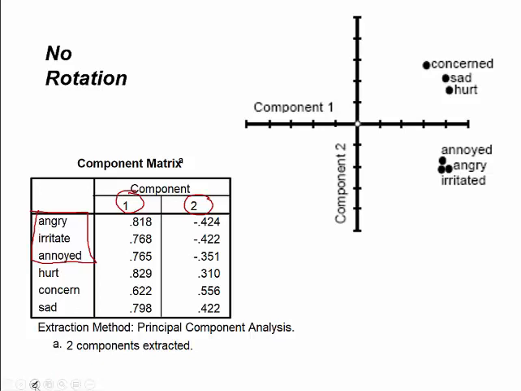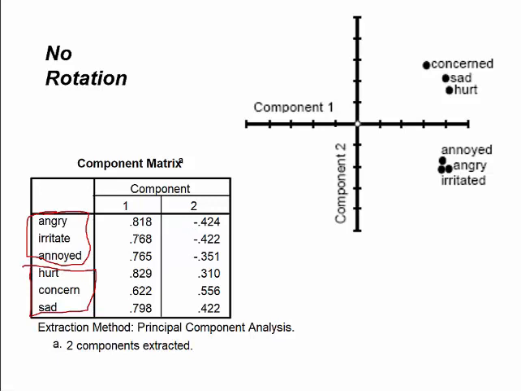So what I'd be looking for here is a situation where, if angry, irritated, and annoyed are all types of hard emotion, they should all load on one factor. I'd be looking for a simple solution where angry, irritated, and annoyed all have really high loadings on one factor and low loadings on another. And I'd be looking for hurt, concern, and sad to all have high loadings on a different factor and low loadings on everything else.